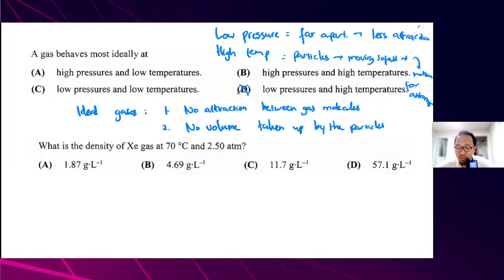But low temperature will increase the attraction. The ideal case is where the particles are far apart and moving fast. So the answer will be D. We have to have low pressure and then high temperature. This is the concept of the ideal case. All right, so let's move on to the next question.